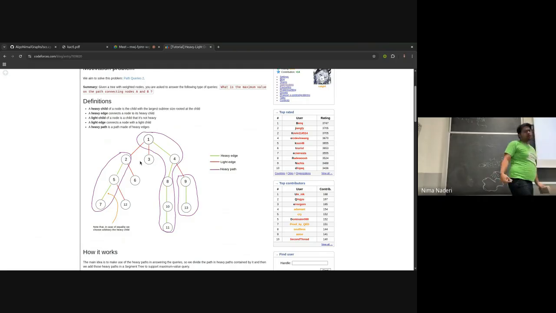Okay. There is a special way to choose these paths that gives us one fact. And the fact is that starting from any vertex going to the root, you would see at most log n different paths. Okay, this is really useful. But how? Basically, starting from the root of the subtree, actually.